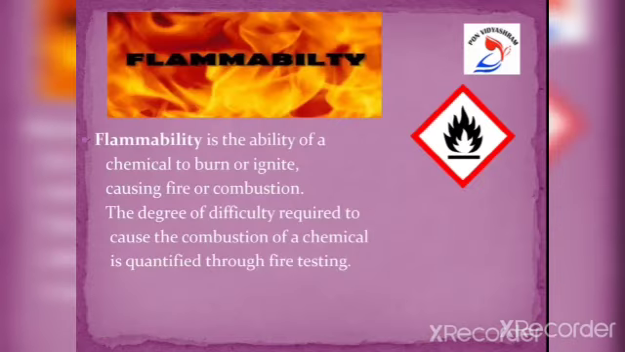The next chemical property is flammability. It refers to whether a compound will burn when exposed to flame. Again, burning is a chemical reaction, commonly a high temperature reaction in the presence of oxygen. So, flammability is the ability of the chemical to burn or ignite, causing fire or combustion. The degree of difficulty required to cause the combustion of a chemical is quantified through fire testing.